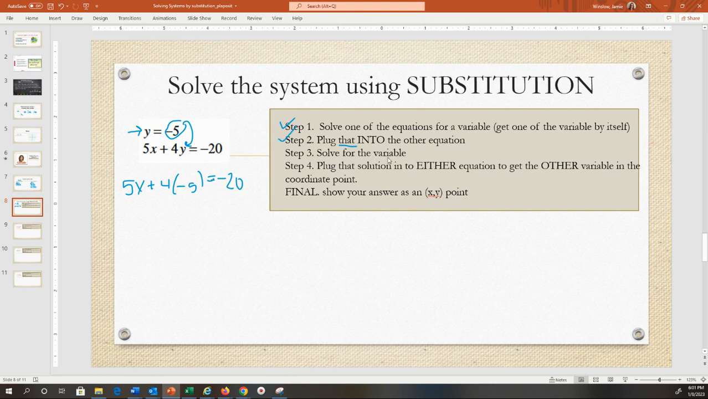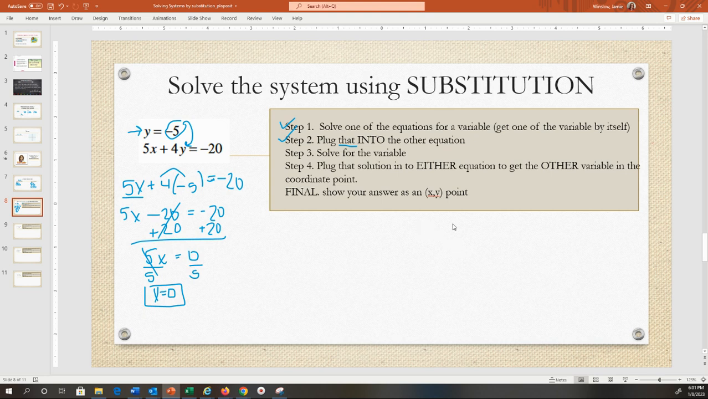Step 3 says solve for the variable. So now look, here's our equation. We only have one variable. Let's solve for x. So we can simplify. 4 times -5 is -20. We want to get x by itself, so we'll move the 20 over. And you get 5x equals 0. Next, we'll divide by 5, right? 0 divided by 5 is 0. So we got x equals 0.